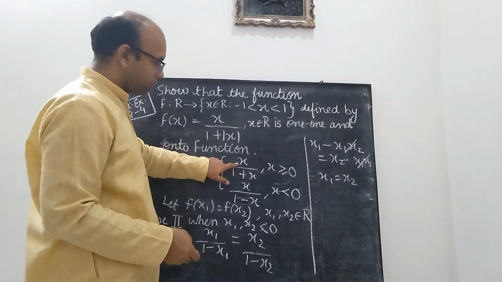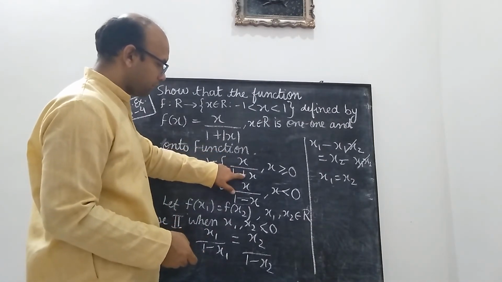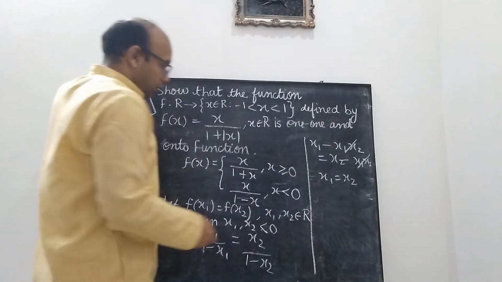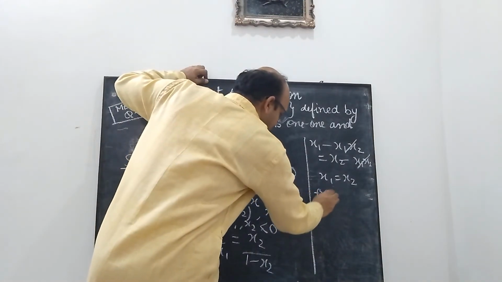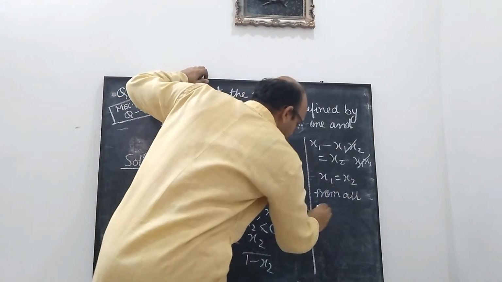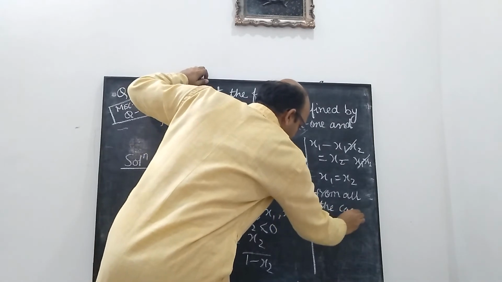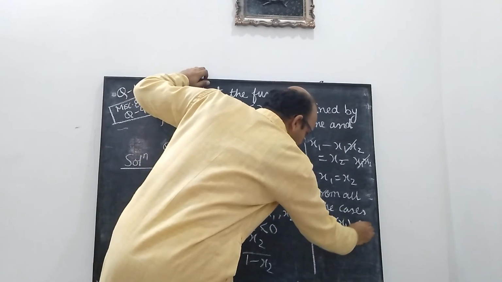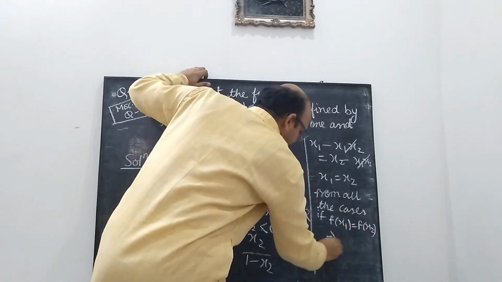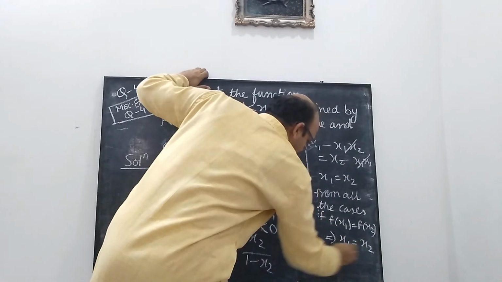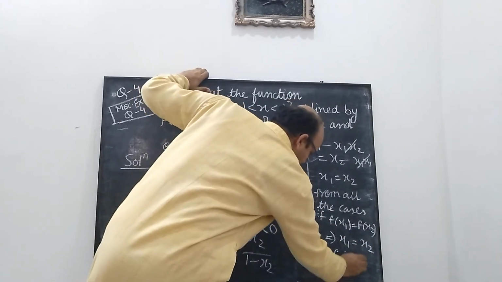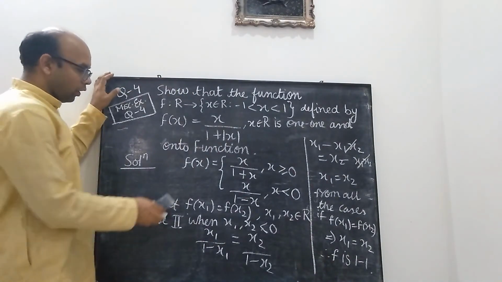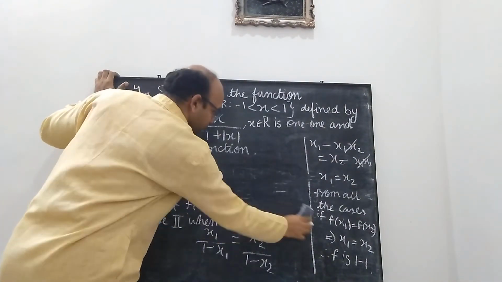Also, if x is positive, we have the positive image. If x is negative, we have the negative image. So we can see from all the cases if fx1 is equal to fx2, this will imply that x1 equal to x2, therefore f is 1 to 1. Now, while dealing with the onto case, we have a simpler method.